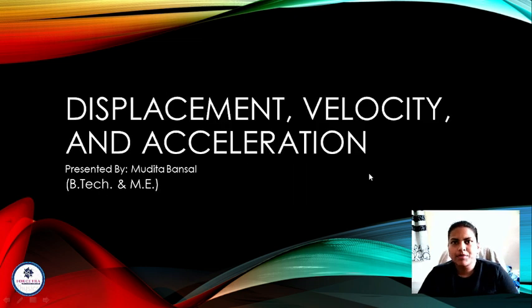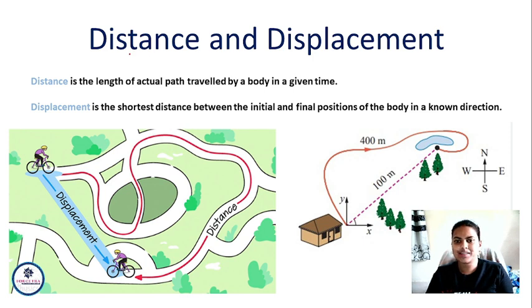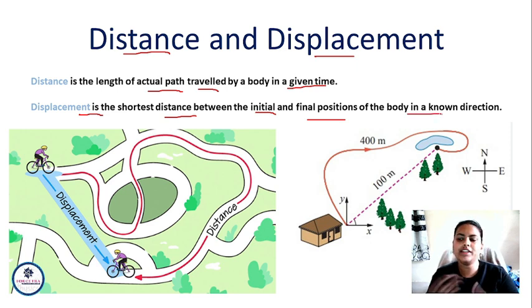The first subtopic from the unit is displacement, velocity, and acceleration. Distance and displacement: so what is distance and what is displacement? Distance is the actual distance you travel. It is the actual path which our object travels in a given time. That is the distance. And what is displacement? Displacement is the shortest distance between the initial and final position of the body in a known direction. That is what we call displacement.